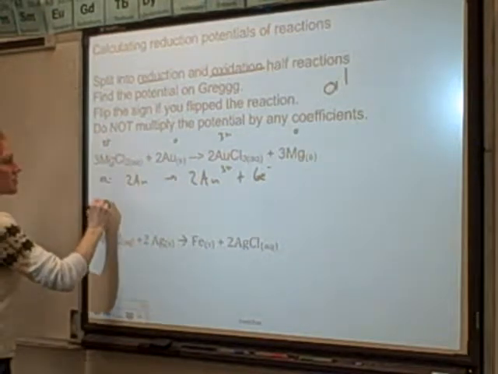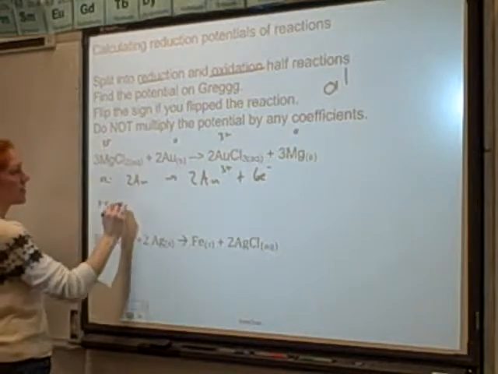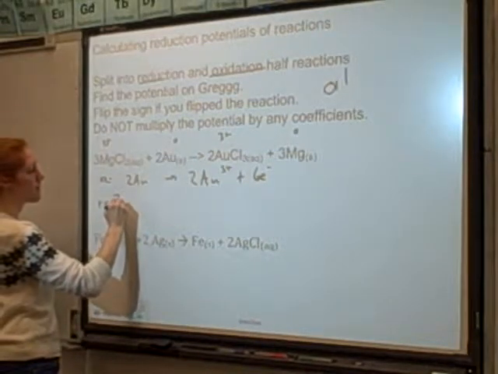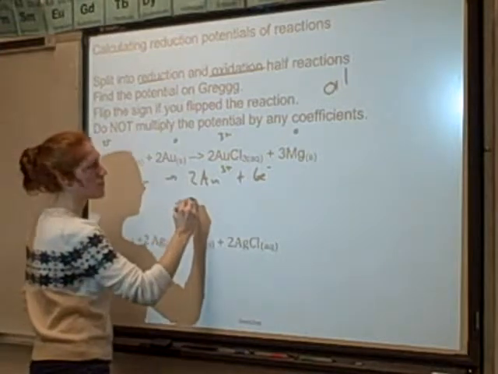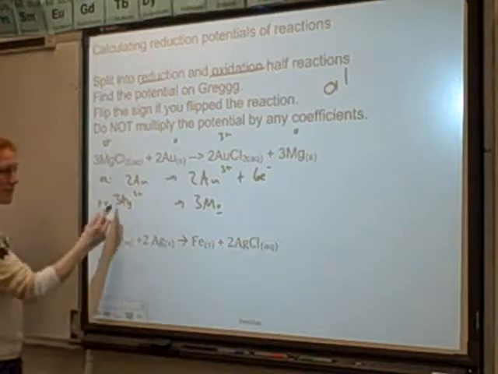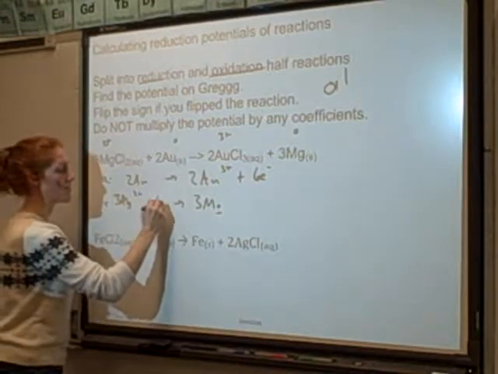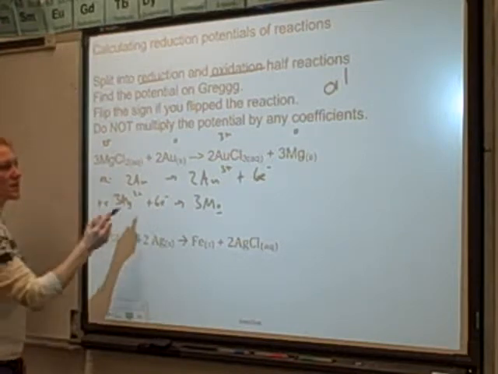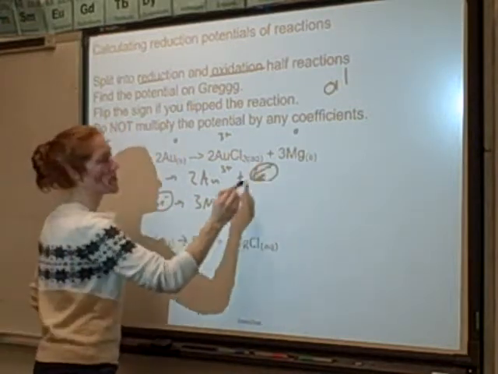Then for my reduction, well, magnesium gained electrons to become neutral. So I have 3 magnesium ions. They become 3 magnesium atoms. I've got a 6+ here, neutral on this side. I'm going to need 6 electrons. Okay, this was already balanced for me. The 2 half reactions were balanced because I started with a balanced equation.